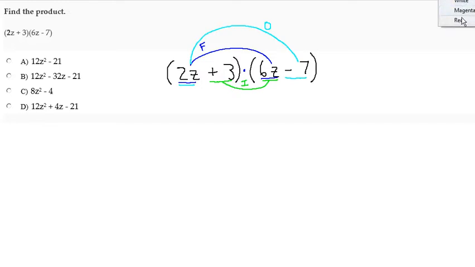And then let's connect the two last terms. Let's make these red. The two last terms are indicated, connected together with this L. So if we begin multiplying these terms together, the first partial product is, I see positive 2z times positive 6z. If I wrote those out, it'd be positive 2z times positive 6z.